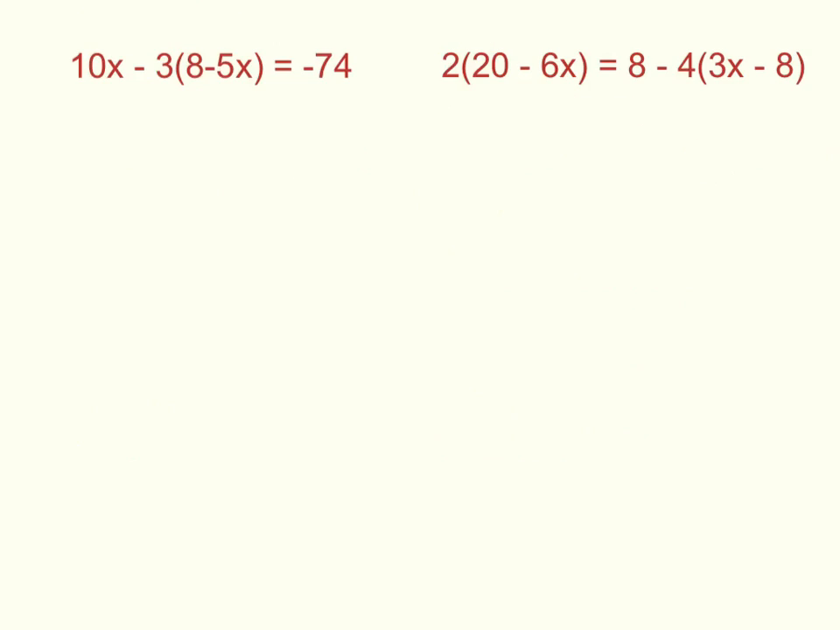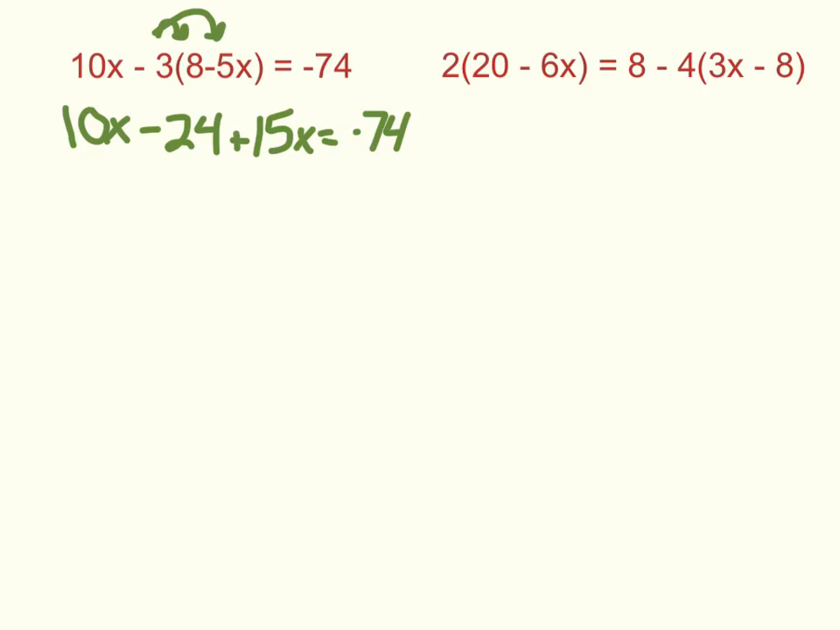Alright, moving on. Now we're going to solve some equations for x. The first one that we'll do, you'll notice we need to do a little distributing right here. I'm just going to draw my arrows, bring everything down and do my distribution. 10x minus 3 times 8 is 24. And -3, notice that negative, times -5x is a positive 15x. Equals -74.